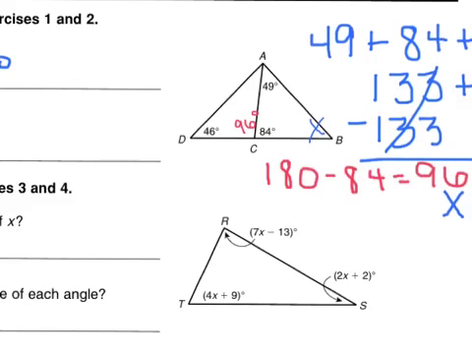So now, what can I do? 46. Okay, 46 plus 96, and then do what with it? I'm going to write that up here. This is going to get really messy, but 46 plus 96 plus x equals 180. So again, we're calling this angle up here x. What next? Jared, what do you think?